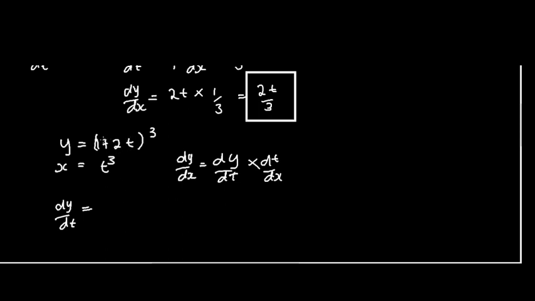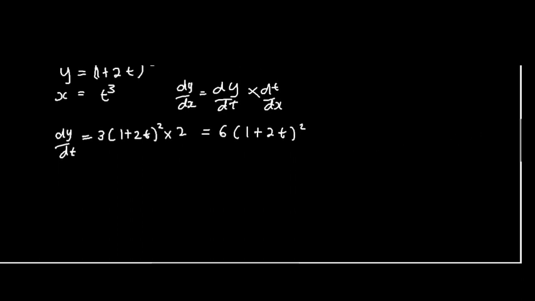When you have such a bracket, you can first differentiate it as it is. So we first drop the power: 3 times (1 plus 2t) to the power 3 minus 1, which is 2. And then after that, you differentiate what's inside and multiply by that expression. When you differentiate 1, it gives 0, and when you differentiate 2t, it is 2. So this simplifies to 6 into (1 plus 2t) squared. So that is our dy/dt.